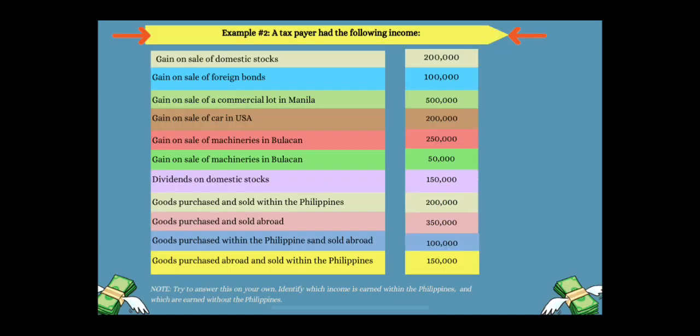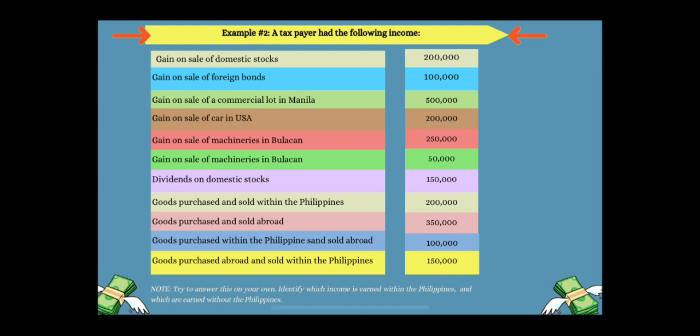Income situs rules for manufacturing businesses. Let's try to answer this together. First, the gain on sales of domestic stocks. The production will be within the Philippines, so the distribution will be in the Philippines also. Second, gain on sales of foreign bonds. So, the production will be abroad and also the distribution will be abroad. So, it is without the Philippines.